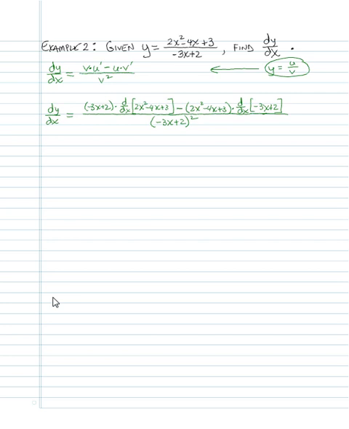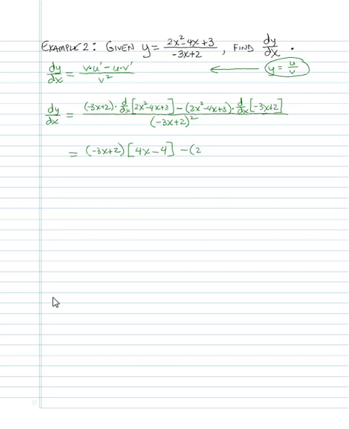Now let's continue. Let's actually calculate the components. That is, let's do the derivatives and put them in. So we have negative 3x plus 2, and then we're going to calculate the derivative of 2x squared minus 4x plus 3. Of course, the derivative of 2x squared is 4x to the first, minus the derivative of 4x is just 4. Right? So we have minus 4, and of course, plus the derivative of 3, which is just 0, so we don't write that in at all.